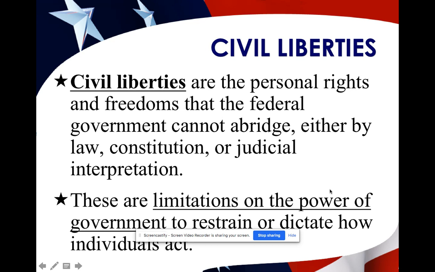Okay. So to define civil liberties, they're personal rights. They're freedoms that the federal government cannot abridge, either by law, constitution, or judicial interpretation. Okay, that is the textbook definition of civil liberties. Once again, the likes of Thomas Jefferson and the Anti-Federalists put these in place to limit the powers of the national government.